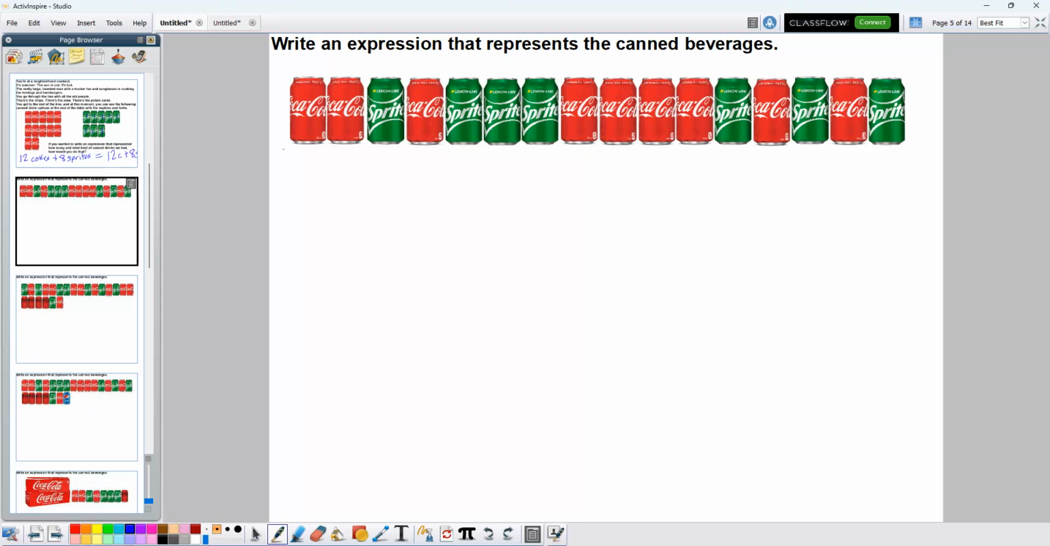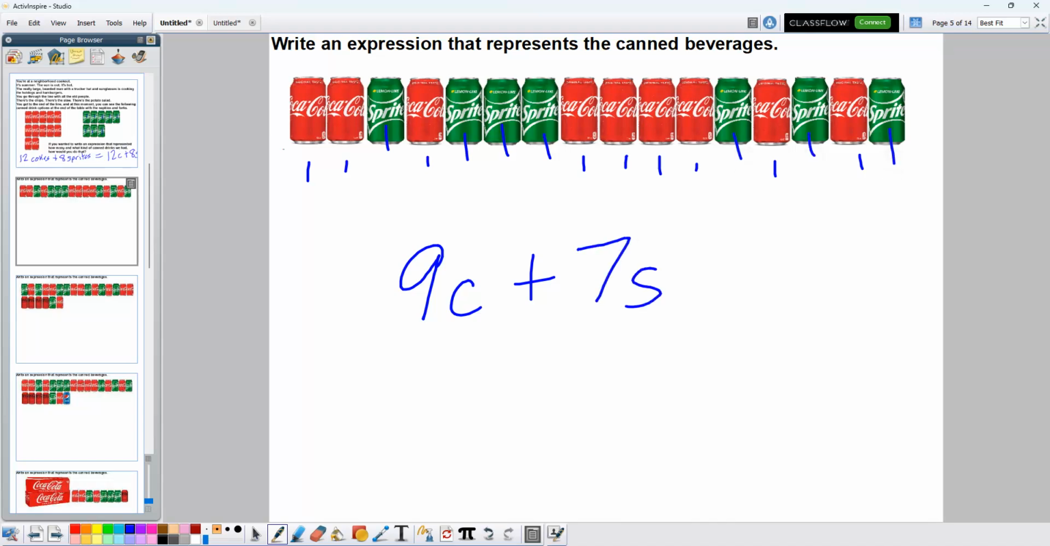Next one, same kind of thought process here. If we wanted to write an expression for this, I'd have Cokes, 1, 2, 3, 4, 5, 6, 7, 8, 9 Cokes. Plus how many Sprites? 1, 2, 3, 4, 5, 6, 7 Sprites. Could write something like that.